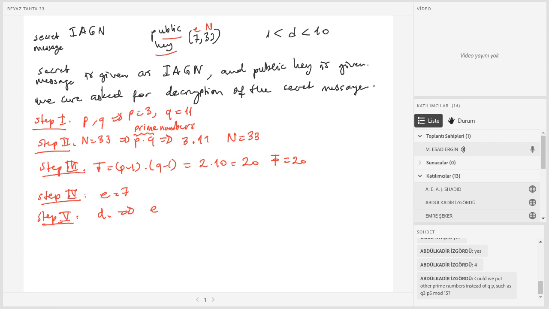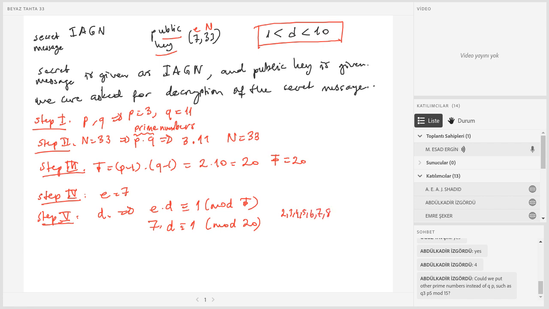So we know that D equals the inverse of E in modulo Euler totient. Let us write it as 7 multiplied by D equals 1 in modulo 20. So in our case, D has to be one of 2, 3, 4, 5, 6, 7, 8, 9. That's it. So you check one by one. But if there is no constraint for D, you know how to find the inverse in this case, right? You have to apply the Euclidean algorithm.